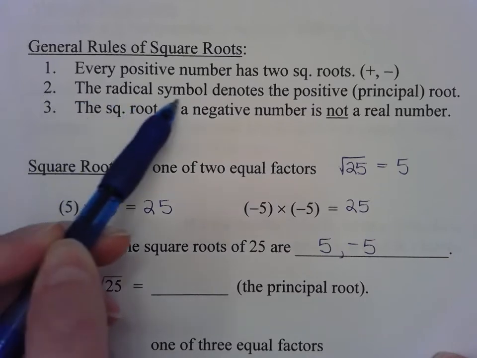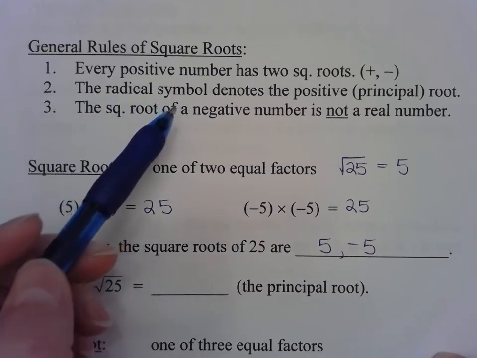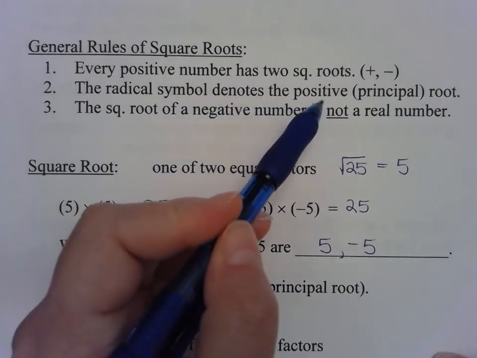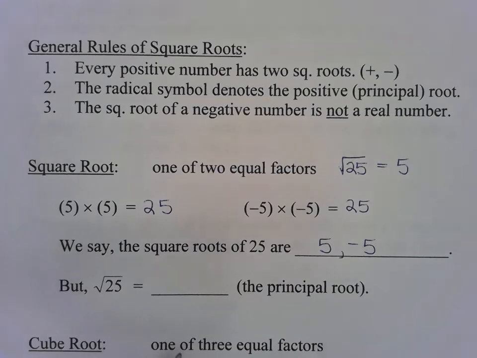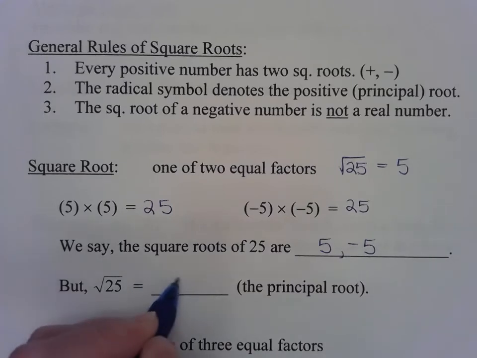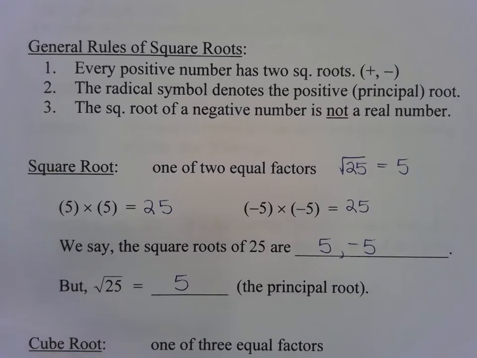It says the radical symbol, that's the square root sign, denotes the positive or the principal root. So, you know, this sounds silly, but if you were to walk up to someone on the street and say, hey, what's the square root of 25? They would say 5, right? We're not really talking about both roots at that point. We're talking about the principal root.